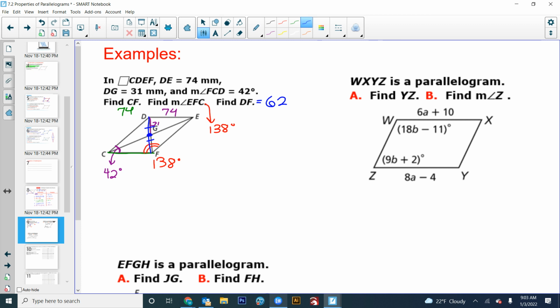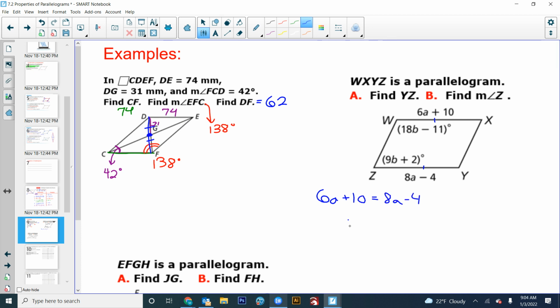Next one, you're also told this is a parallelogram. And so I see that 6a plus 10 is talking about a side and 8a minus 4 is talking about a side. And I know the property in a parallelogram talks about opposite sides being congruent. Parallel wouldn't help us, but those being congruent would. What should we do with 6a plus 10 and 8a minus 4? Set them equal. 6a plus 10 equals 8a minus 4.